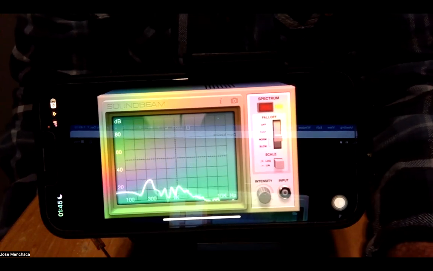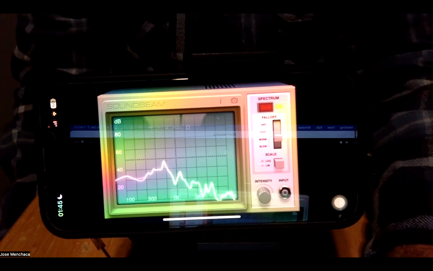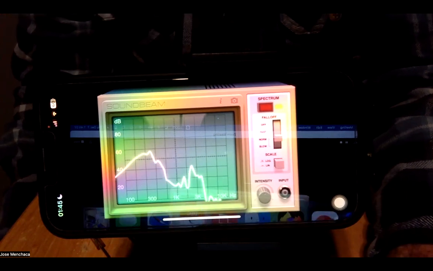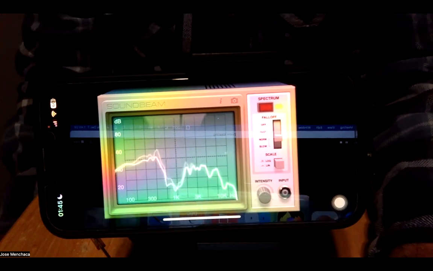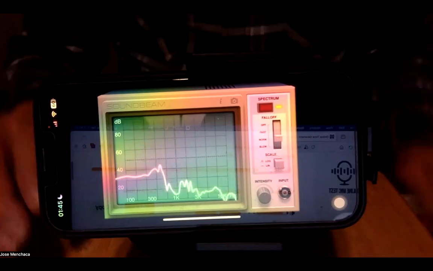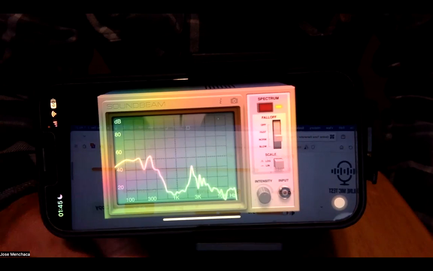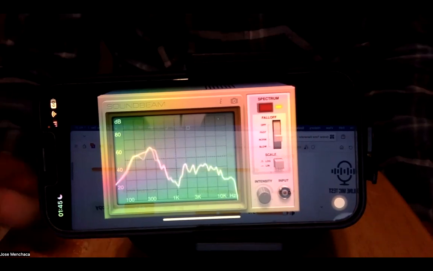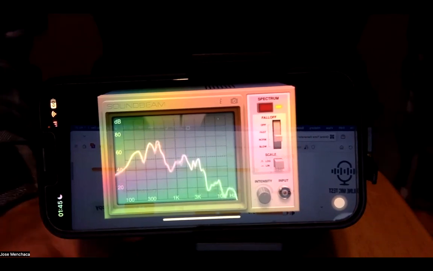I'm not going to share the screen. It's not necessary for me to share the screen. What I'm going to do is I've got a function generator, and this is at 440 hertz. I'm going to play a sine.